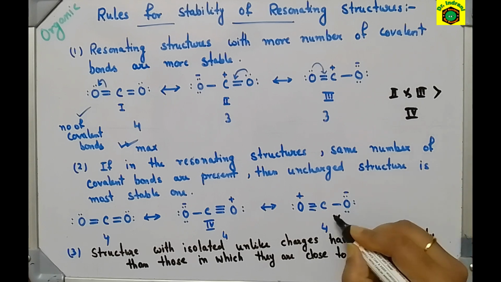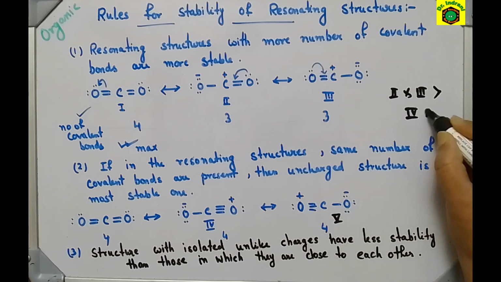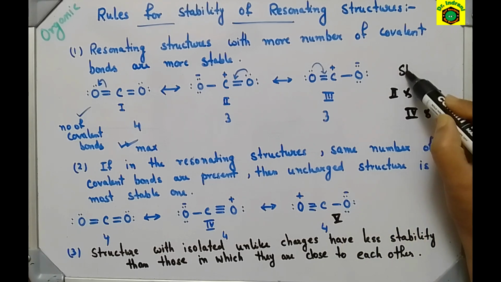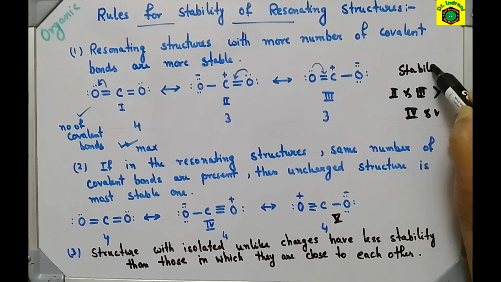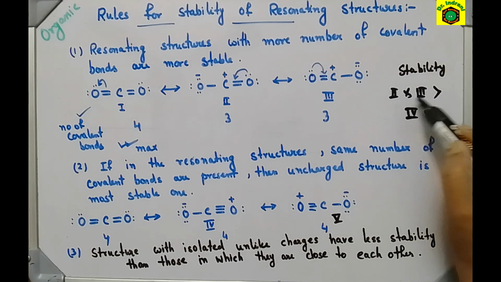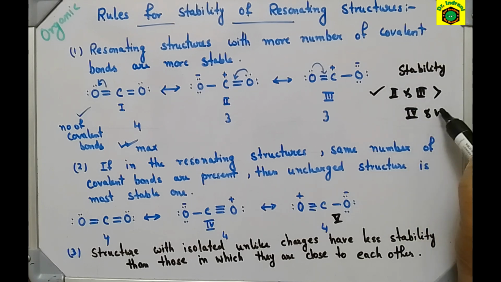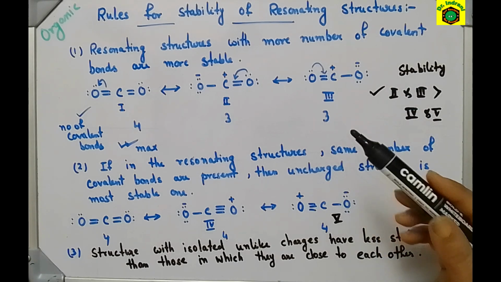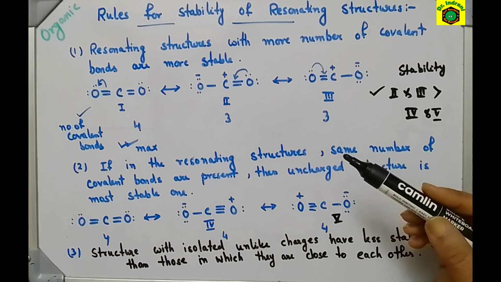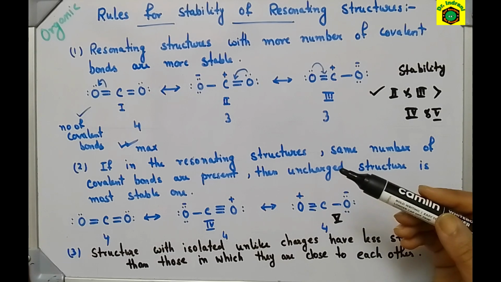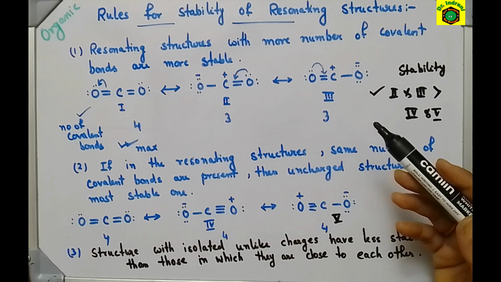Okay. 4 and 5 stability order. So 2 and 3 are more contributing to the hybrid than 4 and 5. Because the more the stability of the resonating structure, the more will be its contribution towards the resonance hybrid.